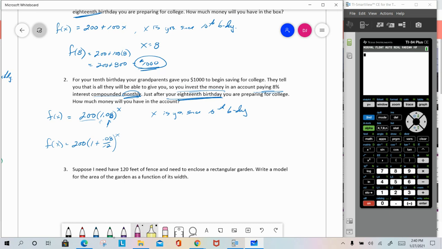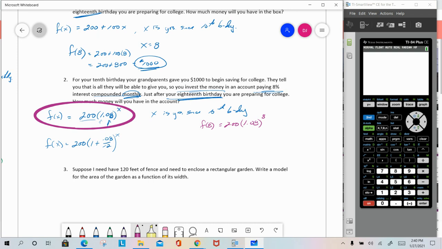Let's suppose we want to, what if we compounded our interest annually? That would be f of 18 is equal to 200 times 1.08, not to the 18th, but to the 8th. And so this would not be f of 18, this would be f of 8, since x is the number of years since my 10th birthday. My 18th birthday is 8 years after my 10th birthday.